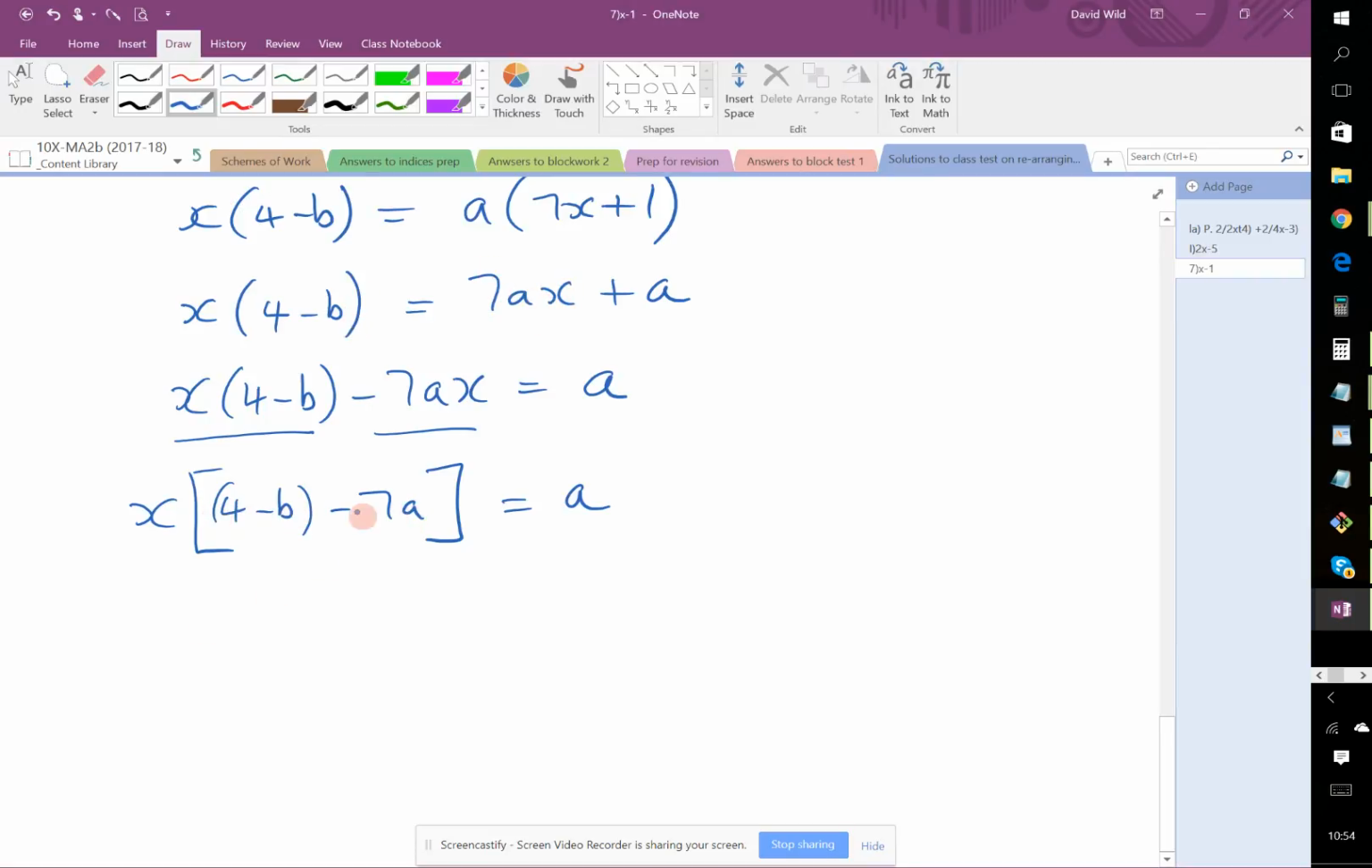Now this is just a number. 4 minus b minus 7a is just a number. If a and b are numbers, then 4 minus b minus 7a is just a number. So therefore I can divide through by that number. And the brackets are superfluous on the denominator. I don't need that.